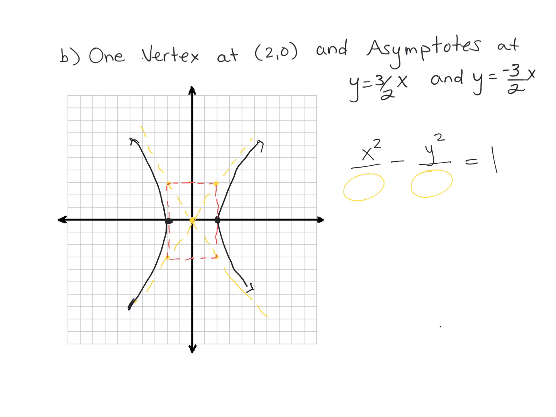And we can see that from the center we went 2 in each direction. And so in the x direction, 2 squared is going to give me 4. And then in the y direction, I went 3 in each direction. So I'm going to put underneath the y squared 3 squared, which is 9. And so this is the equation that has those properties.